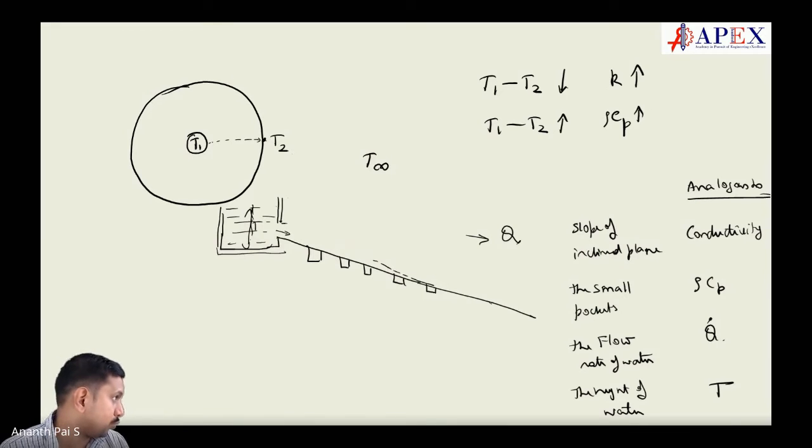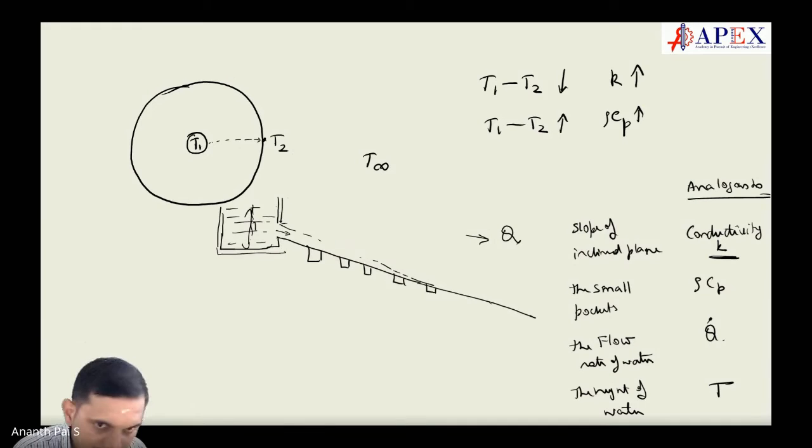More the height of the reservoir, more the Q. So more the temperature, more the Q. More the height of the reservoir, more the water flow rate. Similarly, more the temperature, more the flow rate. Second case: the conductivity is similar to the slope of the inclined plane. Slope of the inclined plane more, conductivity is more. Make sense? The flow rate of water is nothing but Q dot only. The height of the water, till where the height will come, that is temperature.